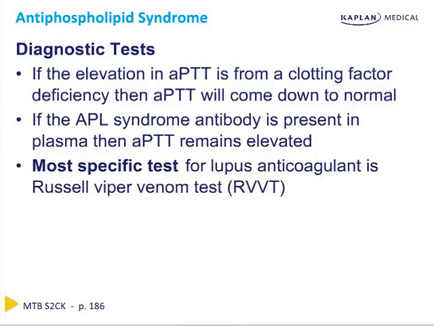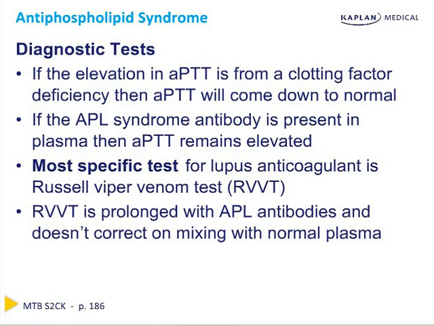The most specific test for lupus anticoagulant is the Russell-Viper venom test. The Russell-Viper venom test is prolonged with antiphospholipid antibodies and does not correct on mixing studies with normal plasma.